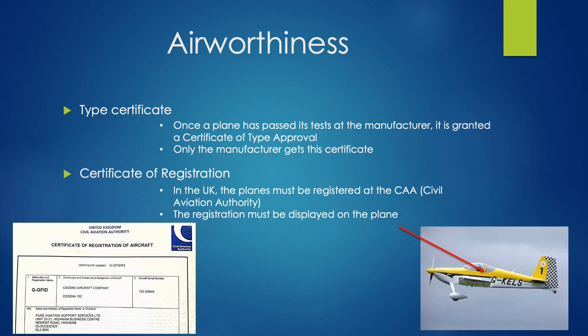So each aircraft will have its own registration, and depending on the countries they're in, it'll have a different kind of registration. For instance, in the UK, all registrations start with the letter G for golf, but other countries such as France will be F for foxtrot, so different countries have different starting letters.